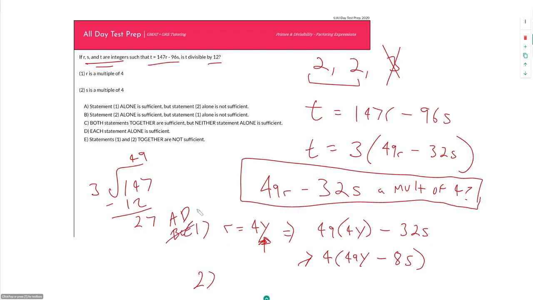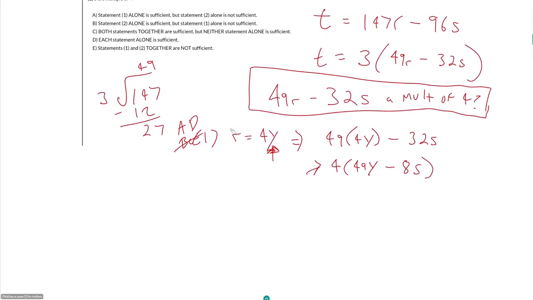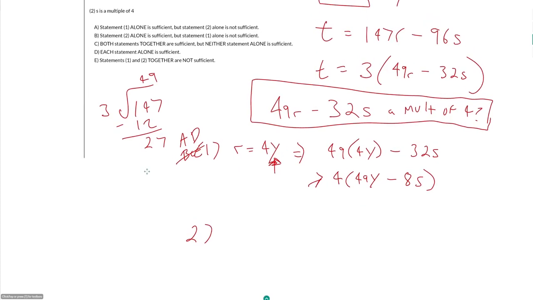Statement 2 says s is a multiple of 4. So statement 1 says r is a multiple of 4. Statement 2 says s is a multiple of 4. Don't assume that if r being a multiple of 4 is sufficient, that s being a multiple of 4 must also be sufficient. I don't think that logic is necessarily valid, although it might not be bad if you have 5 seconds left. Have to guess. Let's see if it's actually true, though. We're trying to figure out if 49r minus 32s is a multiple of 4.